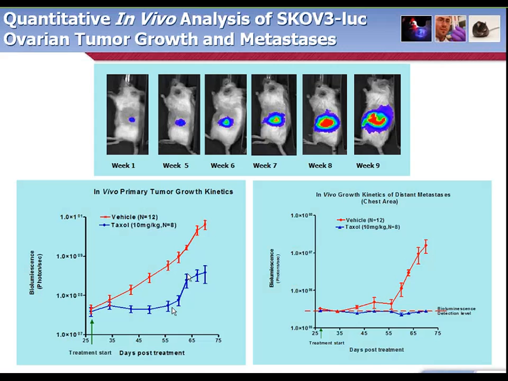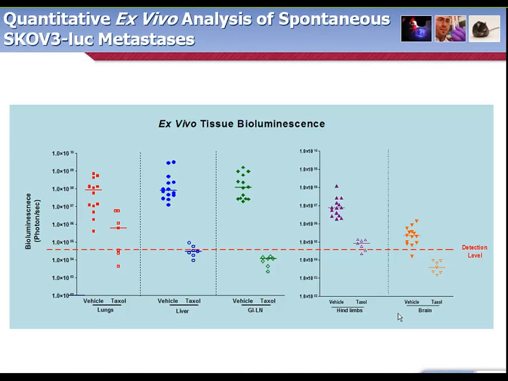Another example is SKOV-3. In this case, we're using paclitaxel or Taxol. You can see that the vehicle treated, we're getting a lot more light coming out compared to the drug treated. When we look at the metastases, we see a similar pattern where we actually see a lot more light coming from the vehicle treated compared to the paclitaxel or Taxol treated.